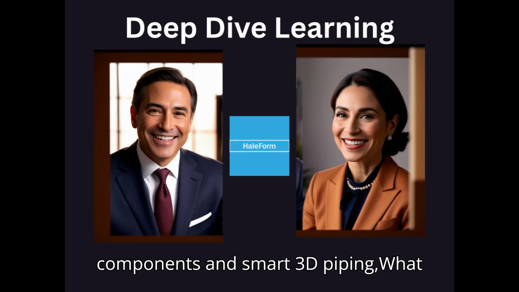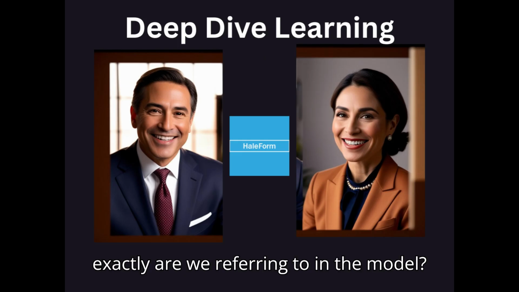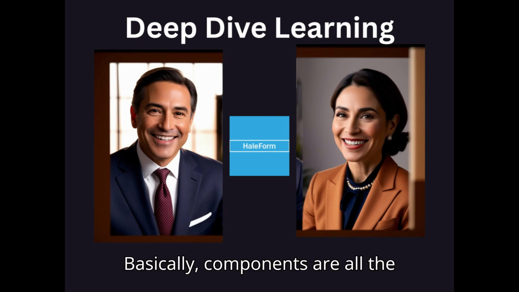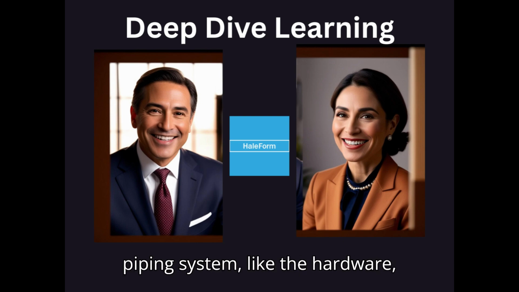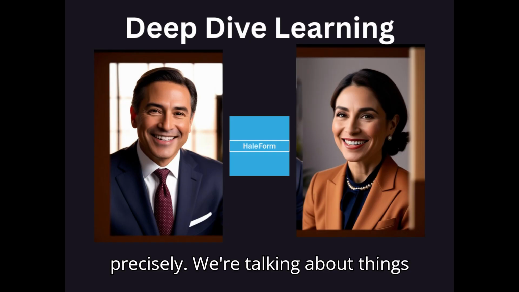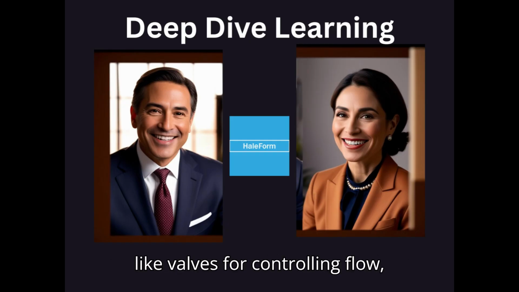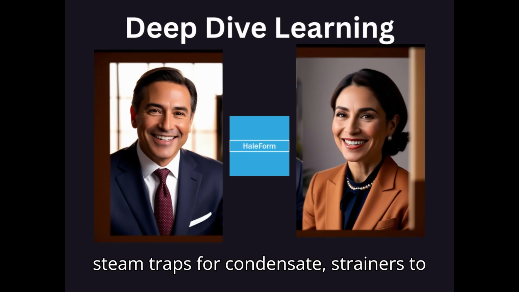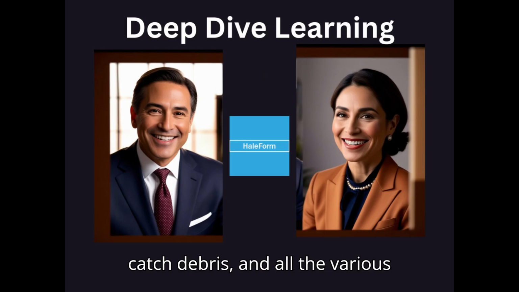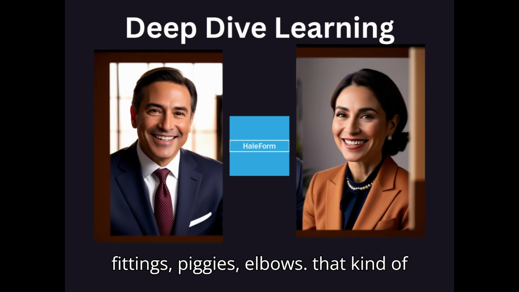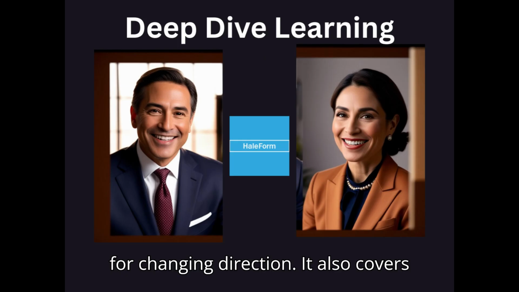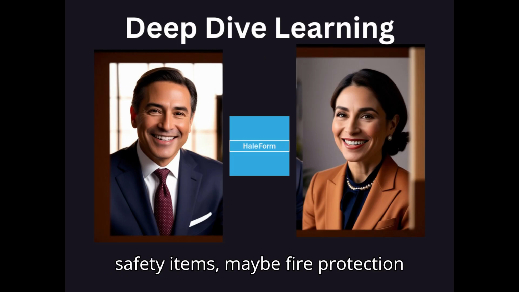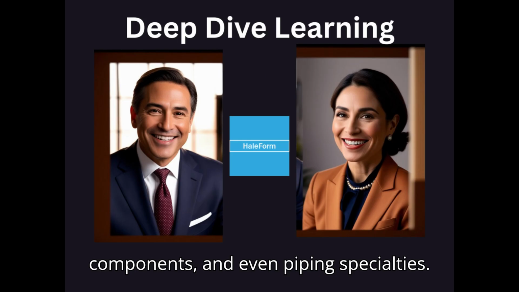When we talk about components in Smart 3D piping, what exactly are we referring to in the model? Basically, components are all the physical items that actually make up your piping system. Like the hardware. Precisely. We're talking about things like valves, for controlling flow, steam traps for condensate, strainers to catch debris, and all the various fittings. Tees, elbows, that kind of thing. Right. Tees for branching, turns for changing direction. It also covers safety items, maybe fire protection components, and even piping specialties.